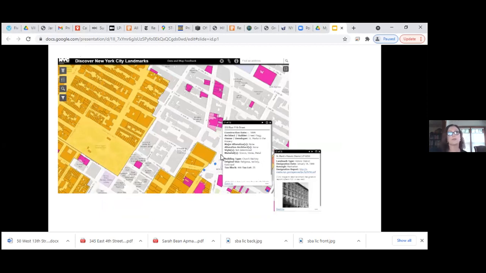You could have an individual landmark within a district, so then you'd have 2 designation reports to look at. Here, I clicked on 232 East 11th Street, which is where Historic Districts Council is located. It's the rectory for St. Mark's, if you don't know. And we see here that it was built in 1899, designed by Ernest Flagg. It also provides some other information as I mentioned before. And here it has the link to the designation report of the St. Mark's Historic District.